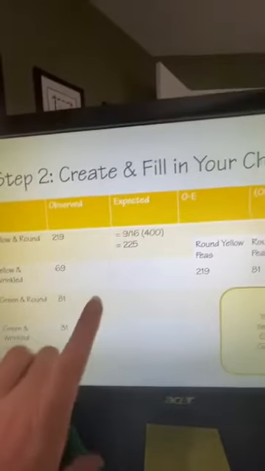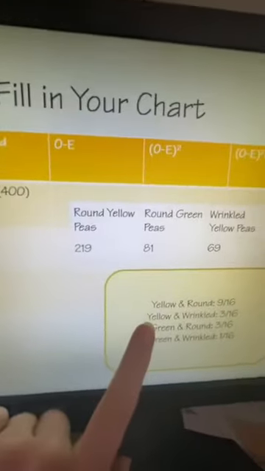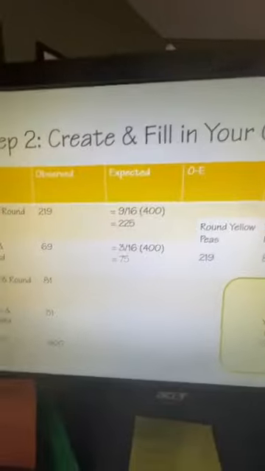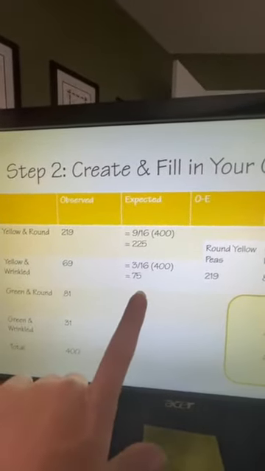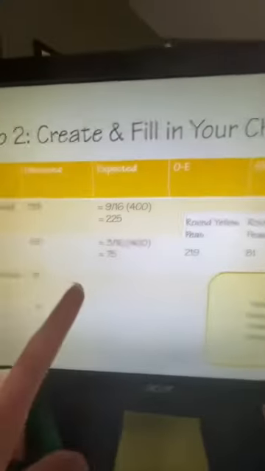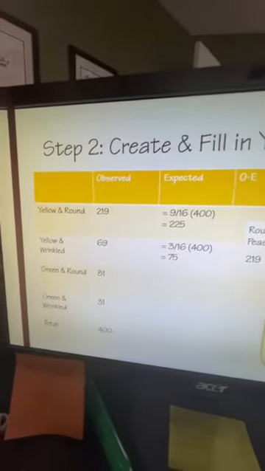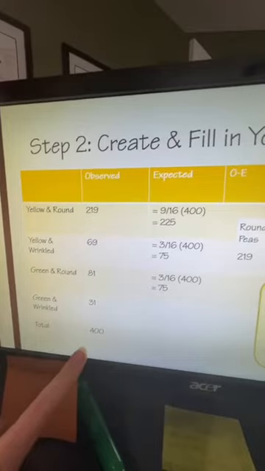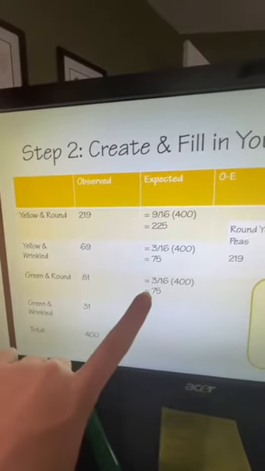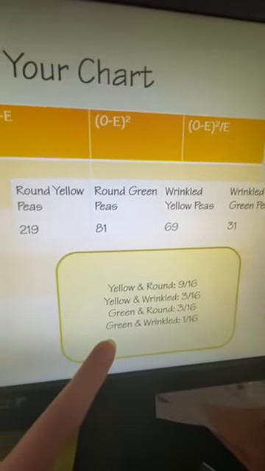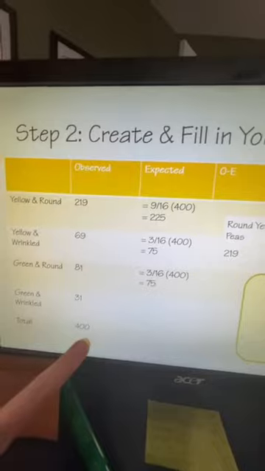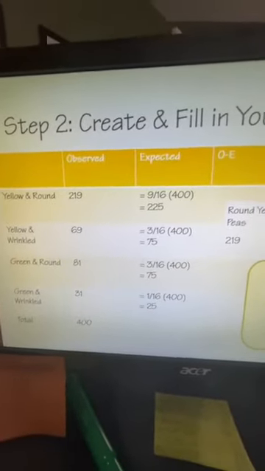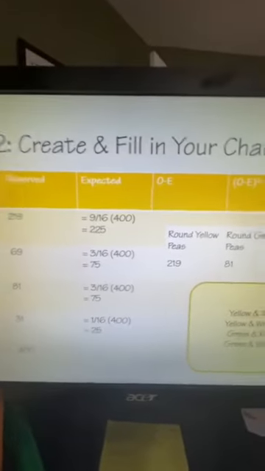Okay. So if we do our next one, yellow and wrinkled, we saw was 3/16. So again, 3/16 times my total, which was 400, gives me 75. If I want to do a green round, that's going to be 3/16 times 400, again giving me 75. All I'm doing is applying my probability rule, where I say that 1/16 of them should be green wrinkled, and then times the 400 total should give me 25, okay? So now we go to our next column.